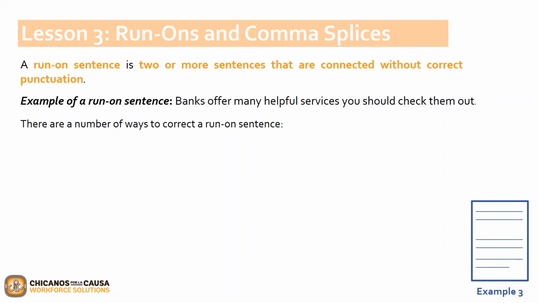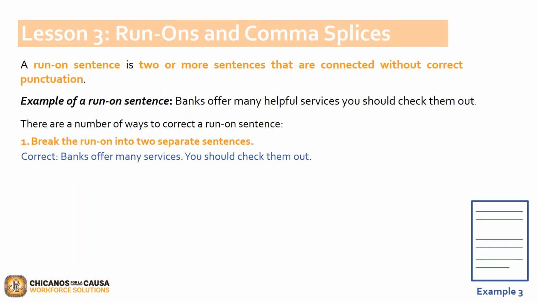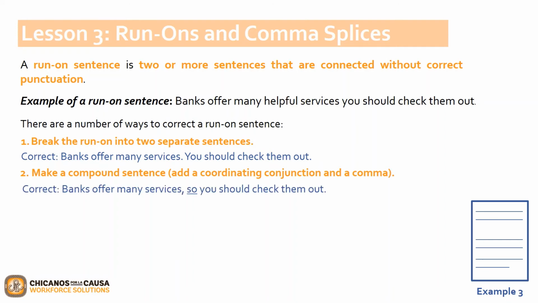There are a number of ways to correct a run-on sentence. The first way would be to break the run-on into two separate sentences. As shown here, the example is now separated into two sentences. As it states, banks offer many services. You should check them out. A second way to correct a run-on sentence would be to make it into a compound sentence. That is adding a coordinating conjunction and a comma. The example now states, banks offer many services, so you should check them out.